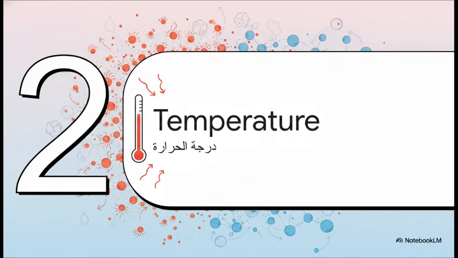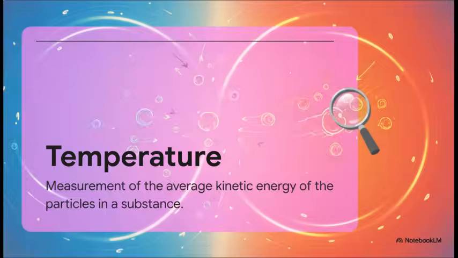Section 2. Temperature. Darajatul harara. So we know that adding or removing heat energy changes the state of matter, right? But what is actually happening on a microscopic level when we add or remove all that energy? Well, let's talk about temperature. If you memorize only one definition today, please make it this one. Temperature is a measurement of the average kinetic energy of the particles in a substance. Notice I didn't say how hot or cold something feels. In physics, temperature is strictly about motion. Kinetic energy means movement, so temperature is literally just a measurement of how fast, on average, the tiny particles inside a substance are zipping around.